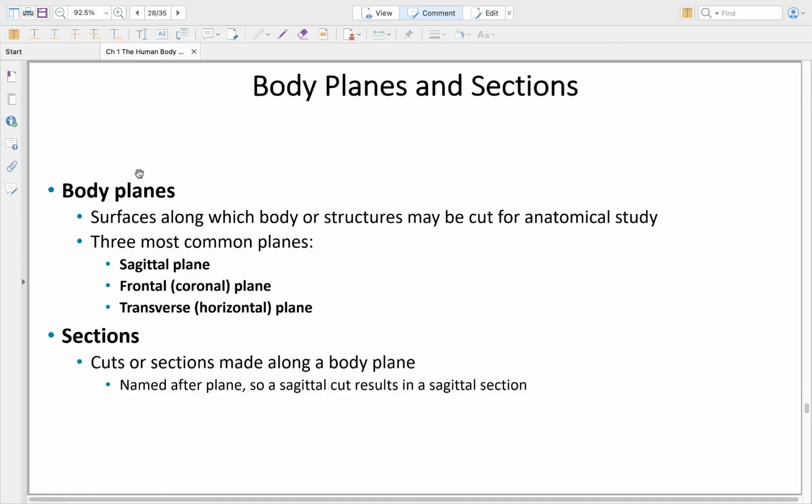The next thing we're going to talk about is body planes and sections. So basically, we're going to just go through the planes in verbal form, and then we're going to look at some pictures. We'll see a diagram, a video, and it should be fairly straightforward. So body planes, the three most common are known as the sagittal plane, the coronal plane, and the transverse plane.